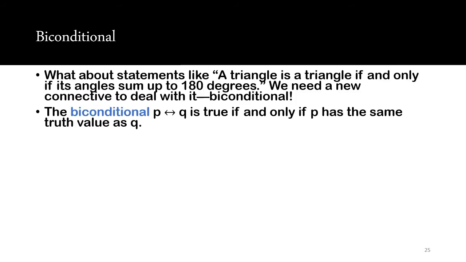And now on to the biconditional. What about statements like a triangle is a triangle if and only if, there it is again, its angles sum up to 180 degrees? We need a new connective to deal with it, called the biconditional. The biconditional P implies, because it's both ways, Q is true if and only if, there it is again, P has the same truth value as Q.